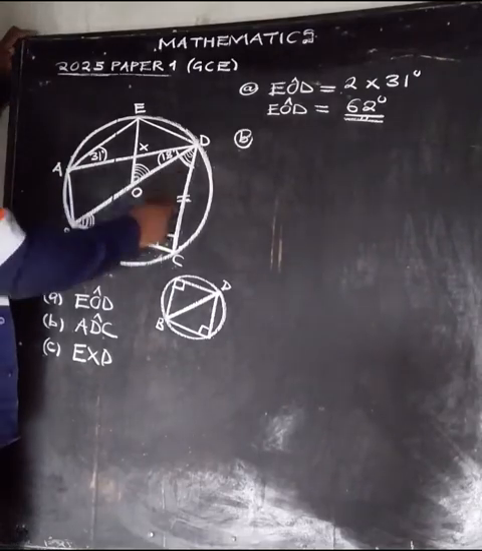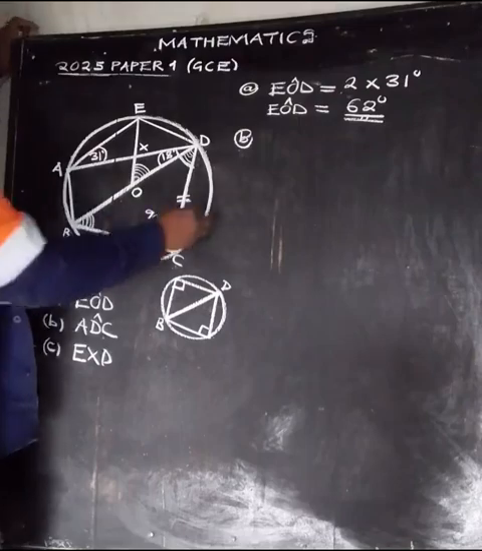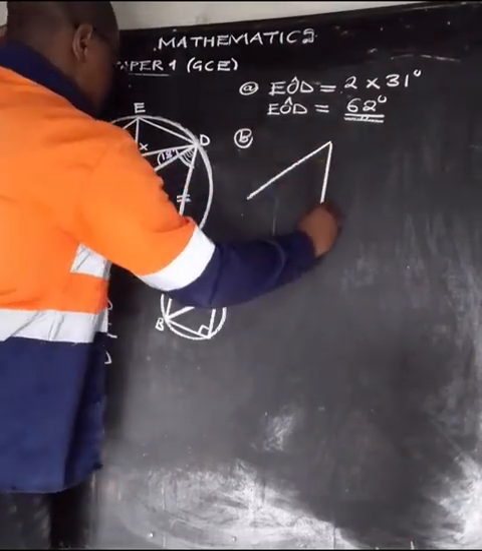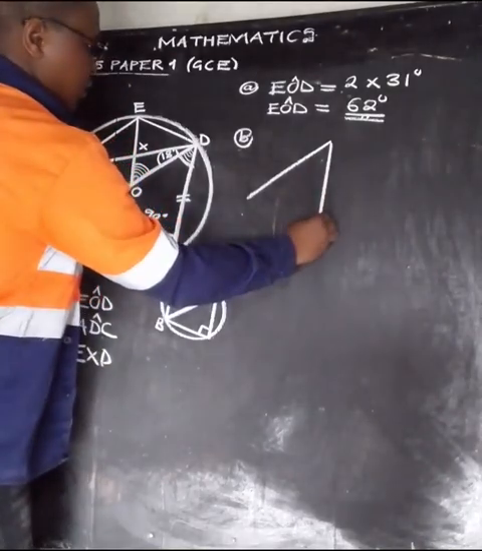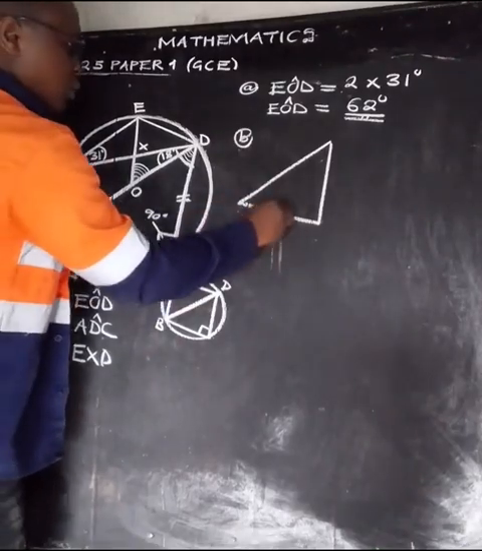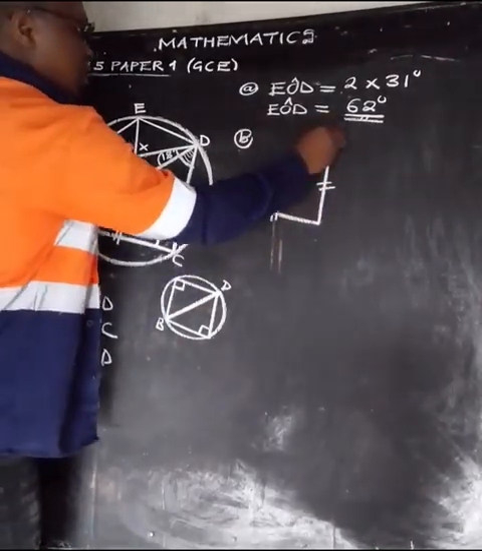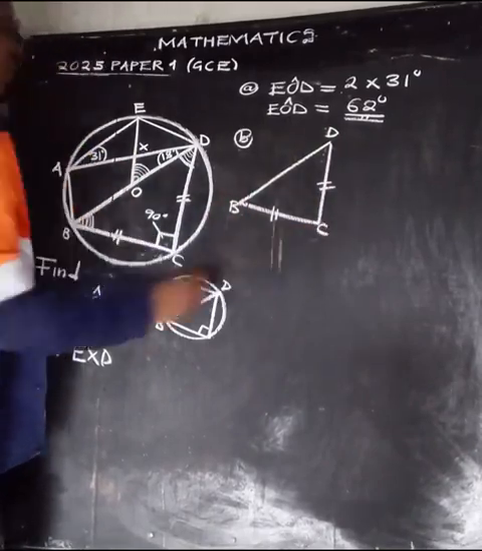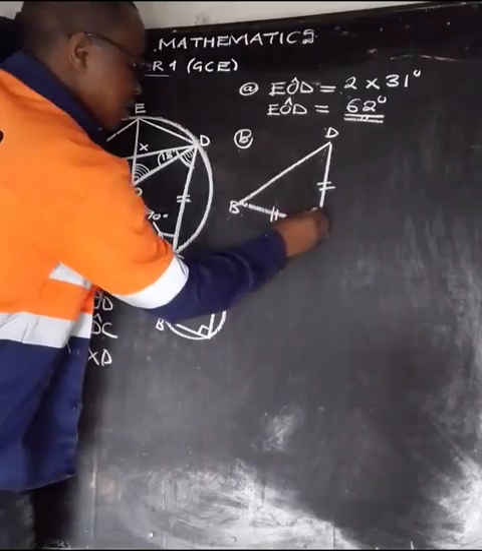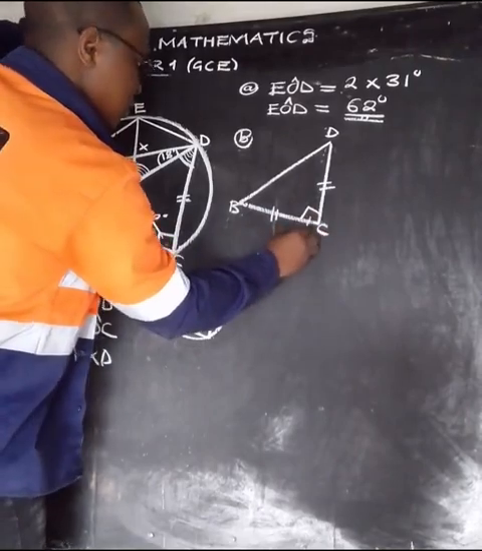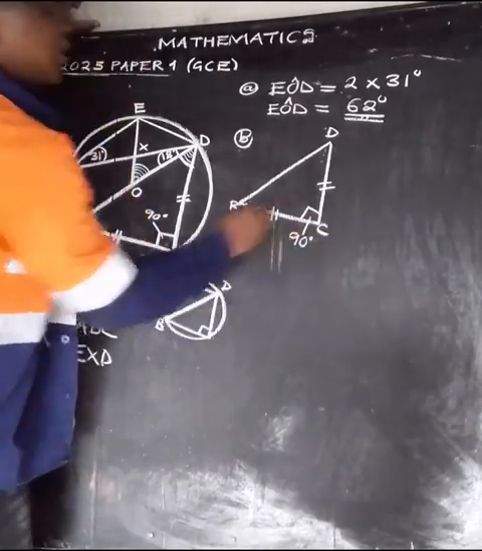So I'm going to take this isosceles triangle, which looks like this, where these two sides are equal. This is D, this is B, and this is C. And we are saying this is 90 degrees.